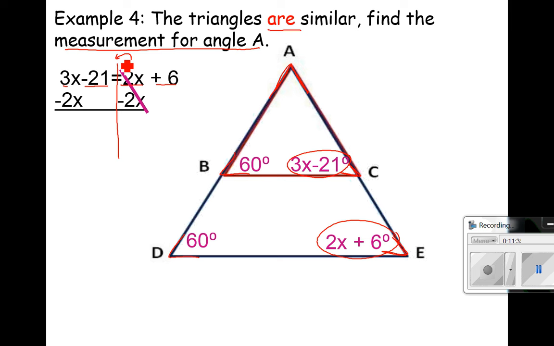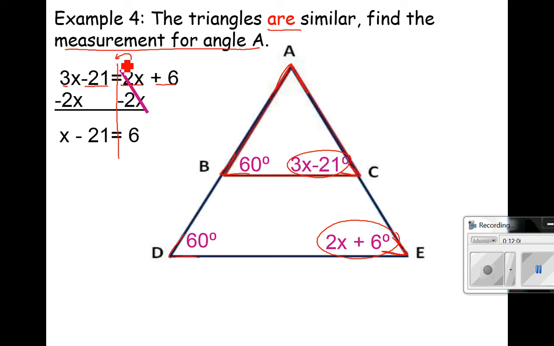And 3x minus 2x is 1x. I don't need the 1x, I just need the x. So I bring everything down. So I have x minus 21 equals 6. Again, this isn't the exact and only way you can solve this equation. You can solve it many ways. Just make sure you get the same answer by doing it correctly. Now I have x minus 21 is 6, and I have a one-step equation now.